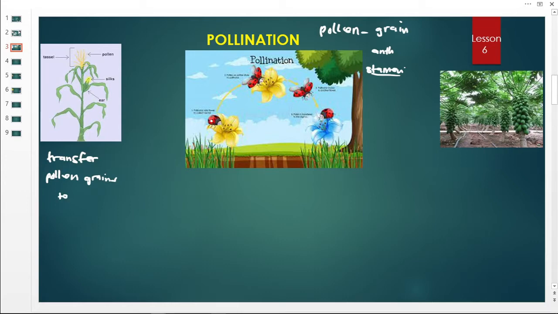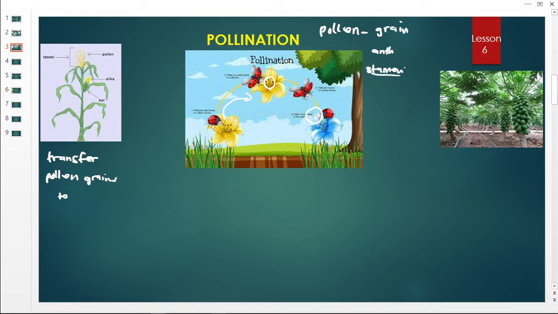This one is an insect, and this insect is called a ladybird. It is inside a flower, getting something, then it moves from this flower to this flower, then to this flower. It is going to end up carrying pollen grains from the anthers of one flower to the stigma of another flower. That's what we call pollination. Therefore, pollination is the transfer of pollen grains from the anthers of a flower to the stigma of a flower.